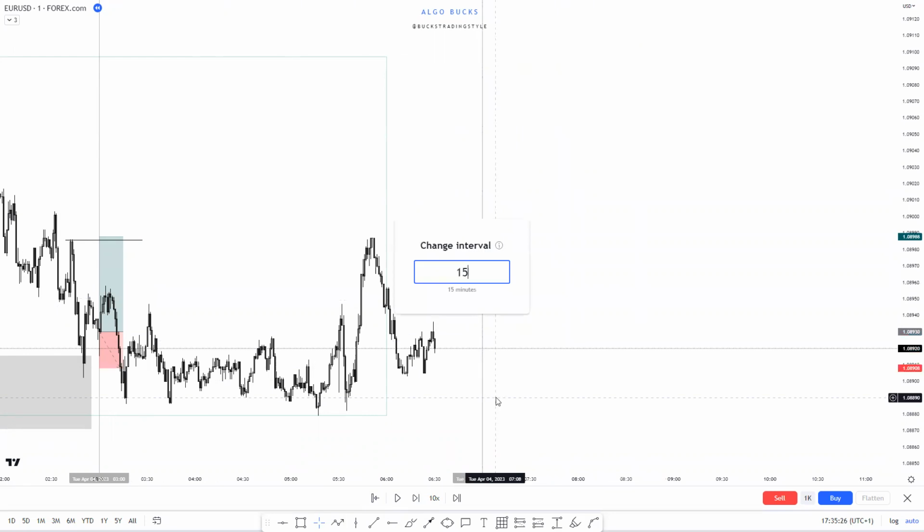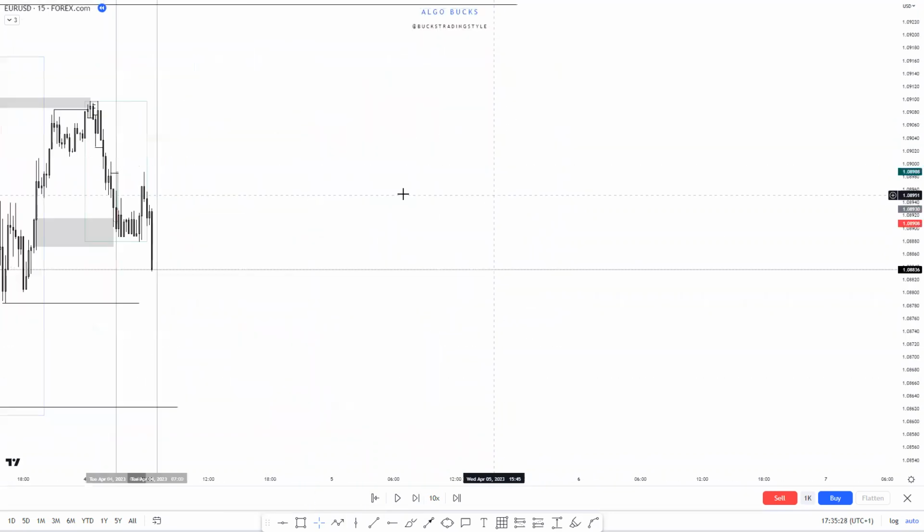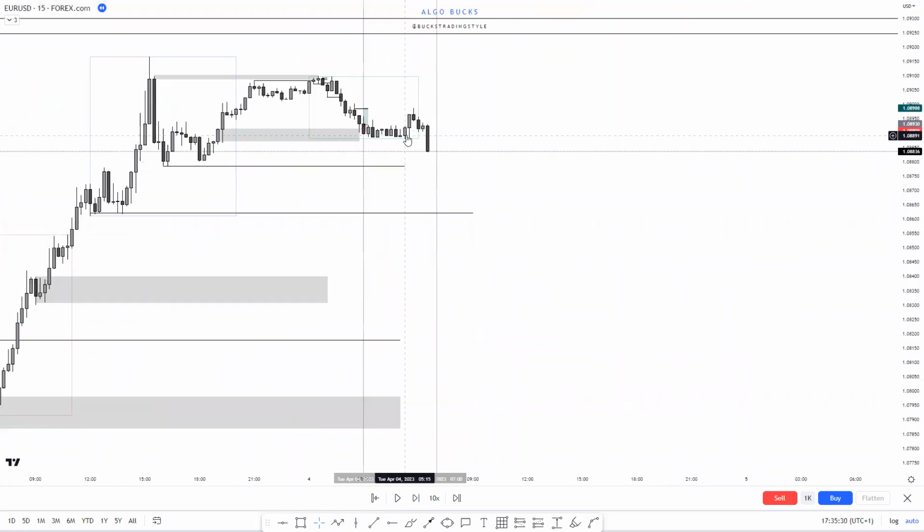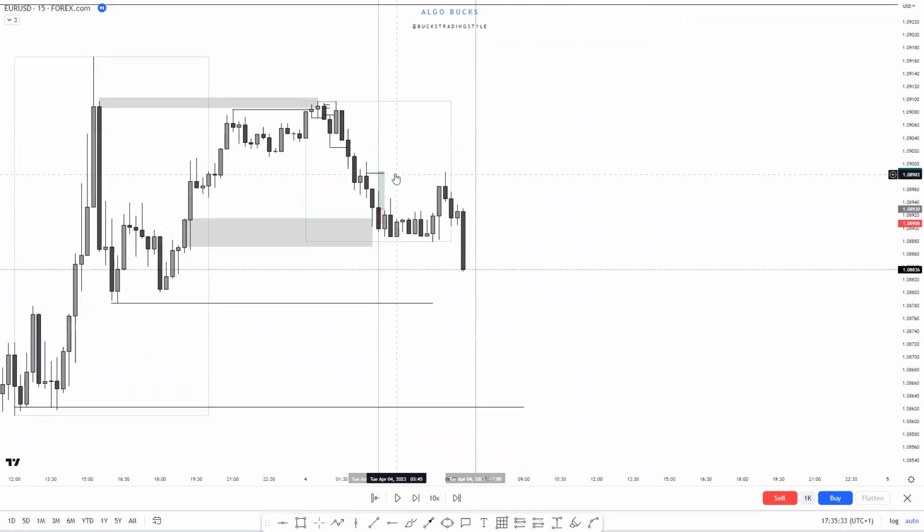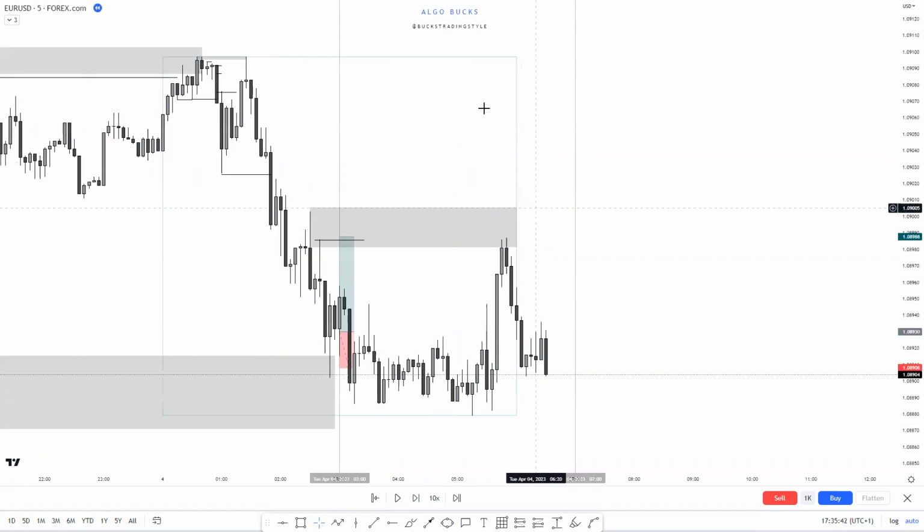So let's go on higher time frame to see what price is doing. Now, from the higher time frame, what is price doing? Price gave us this inducement. This is not on 5 minutes. This would be an inducement and mitigation. Let's see if that is correct.